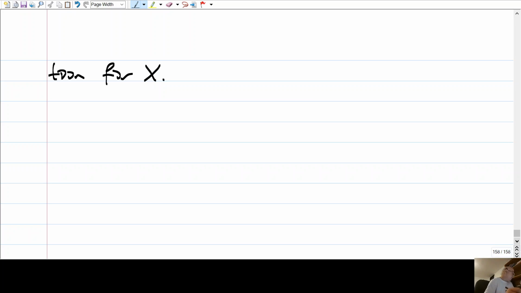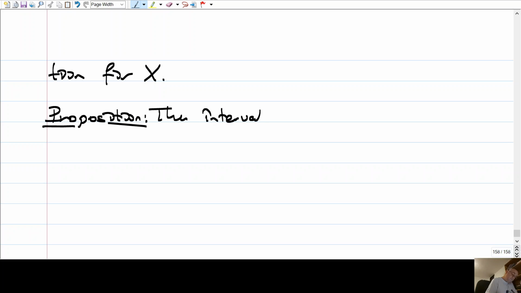All right. The first proposition we will consider is the following: the interval zero one is connected in R with the absolute value metric.